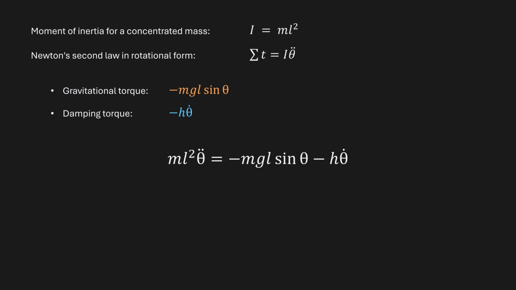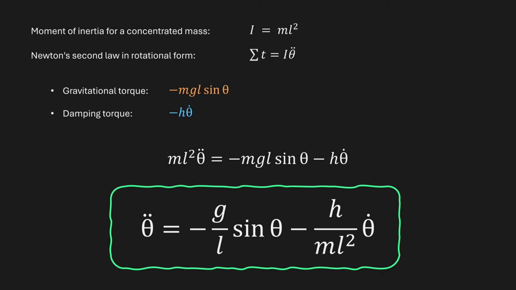m l squared theta dot dot equals minus m g l sine of theta minus h theta dot. Isolating now theta dot dot, we get theta dot dot equals minus g over l sine of theta minus h over m l squared theta dot.